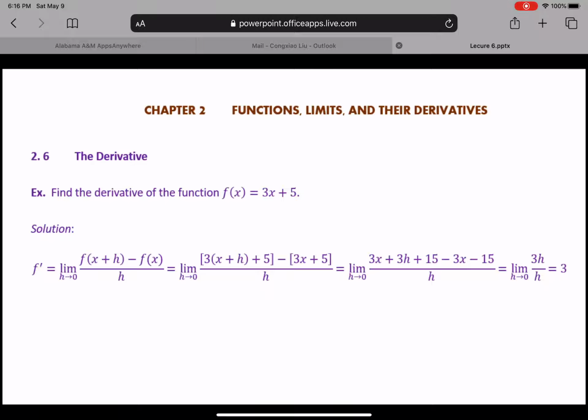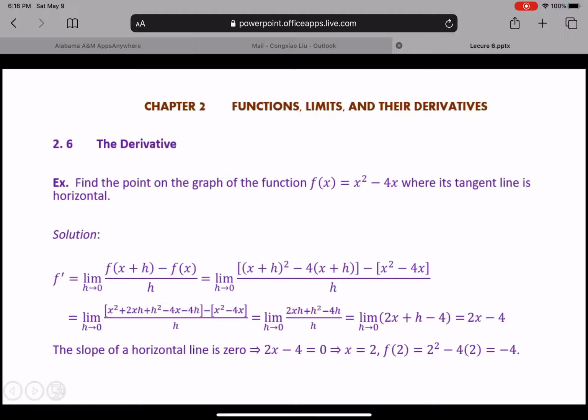After simplification and some cancellation, we are left with 3h on the top. And then we can cancel h in the numerator and in the denominator. We get 3. So the final answer is 3. So that's the derivative of this function.